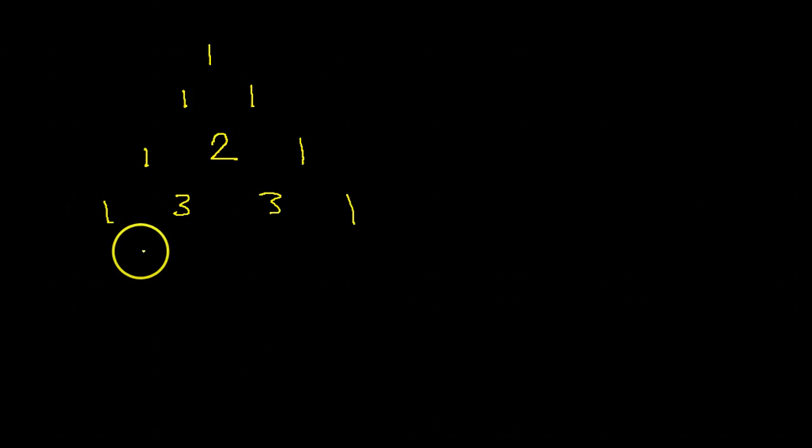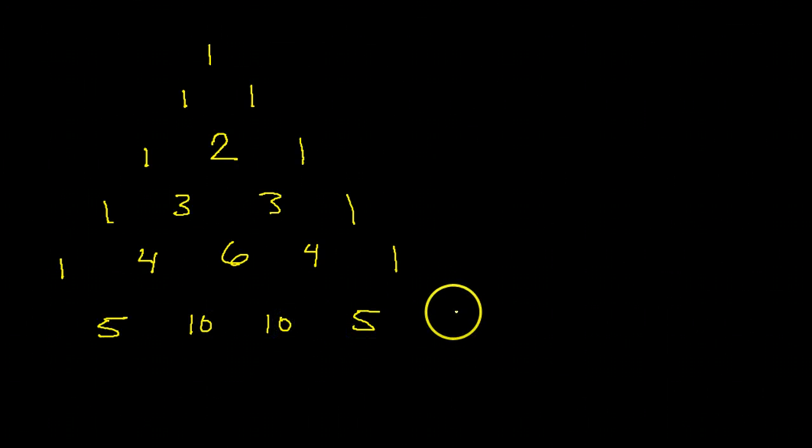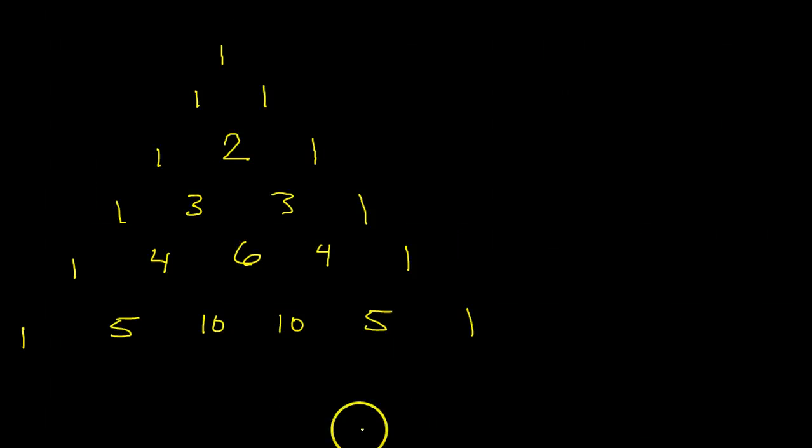Alright, 1 plus 3 is 4. These two make 6, and these two we're back to 4 again. We put the ones on the ends. Okay, 1 plus 4, that's 5. These two make 10. There's another 10. There's another 5. And the ones go on the ends. I'm going to go out one more row if I can. So these will make 6, and then 15, and 20, and 15, and 6, and put these ones on the ends.